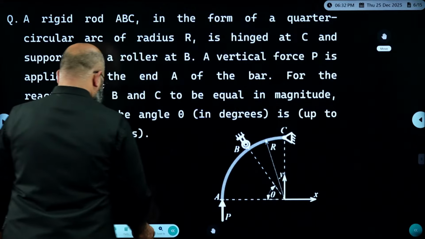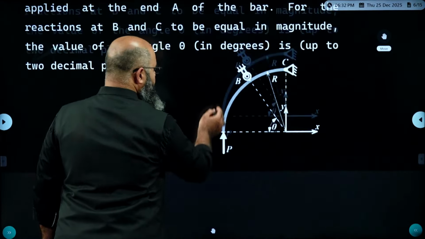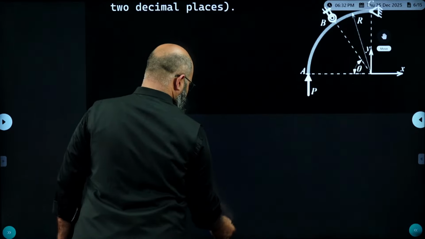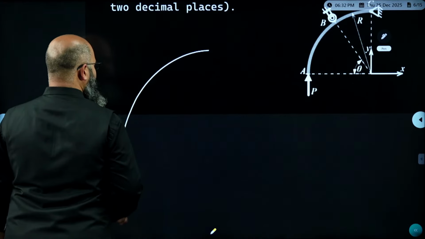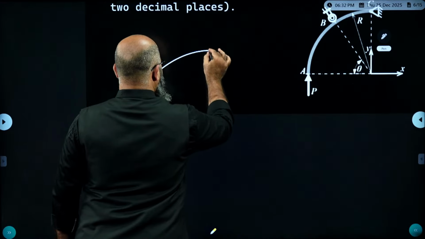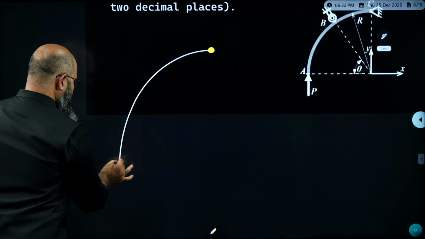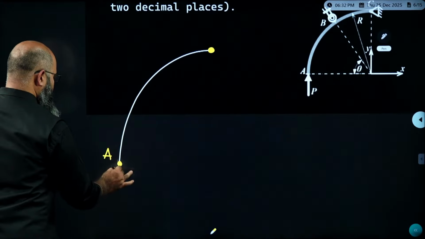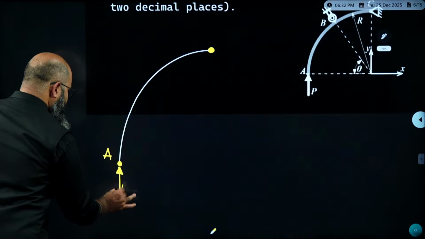Now this question is from the concept of equilibrium. Now to find this out, I'm going to take this particular diagram and draw the free body diagram of this thing. This, let us say, is a quarter circular arc. This over here is a hinge. This is a point A I'm having. At this point A, I'm having a vertical force P acting.